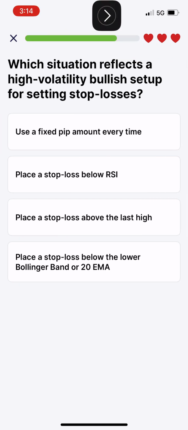Which situation reflects a high volatility bullish setup for setting stop losses? Use a fixed pip amount every time. Place a stop loss below RSI. Place a stop loss above the last high. Place a stop loss below the lower Bollinger Band or 20 EMA.